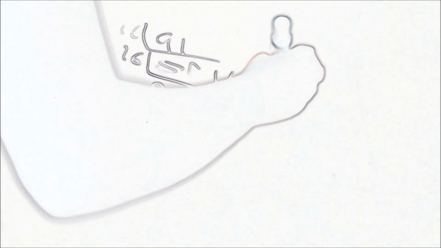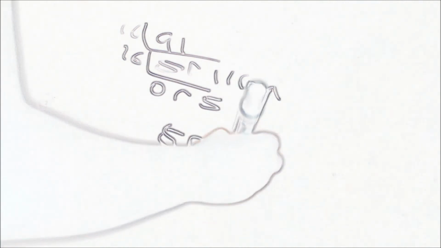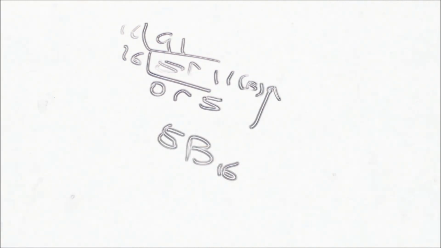So again, you're reading it up. You're not reading this 11, you're just reading B. So you get 5B in base 16, right? So 91 in base 10 is 5B in base 16.